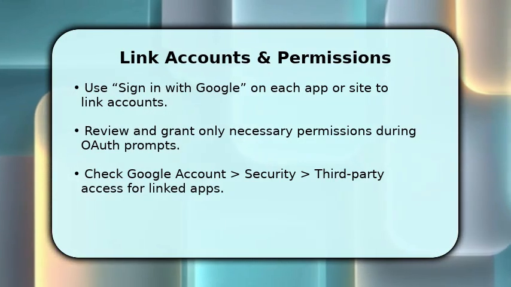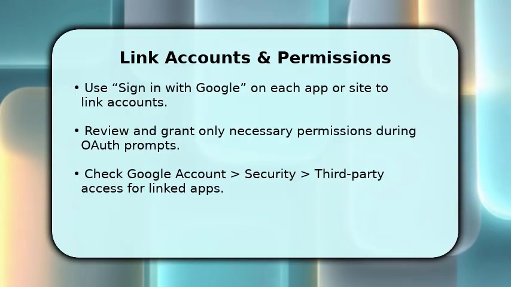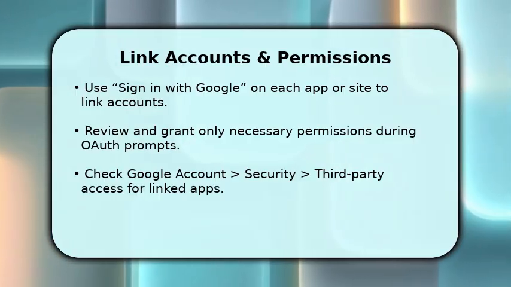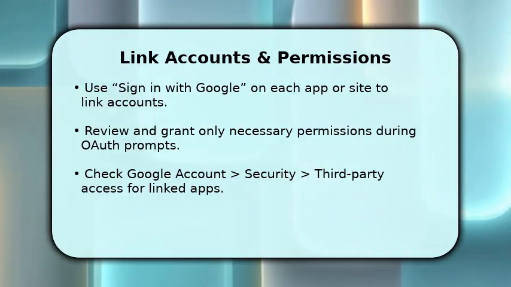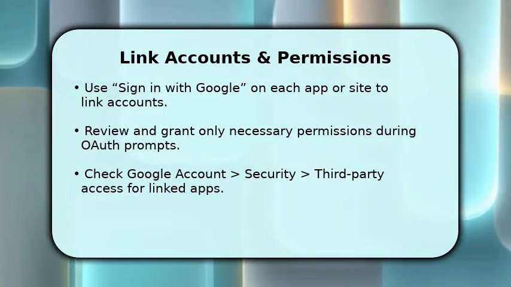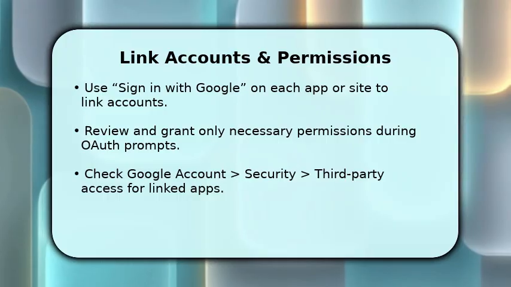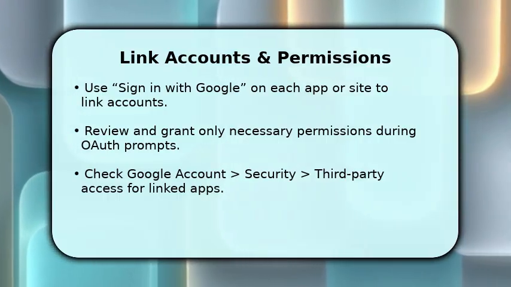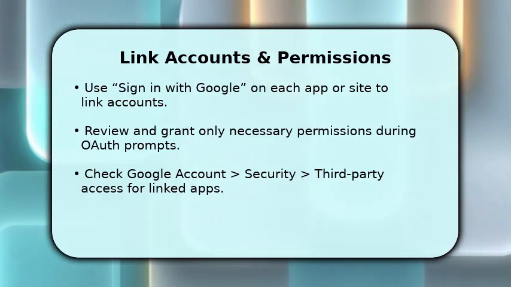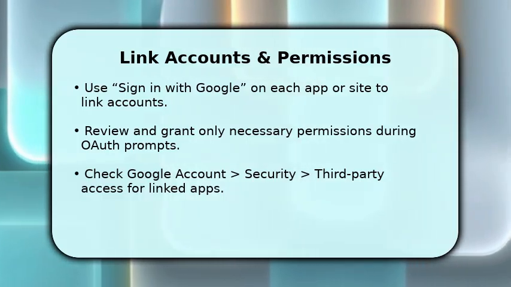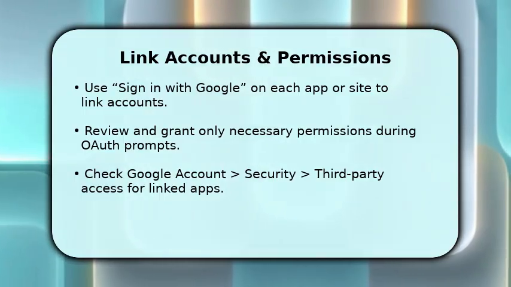Now you'll switch each app or website to Google Sign-In. When you see Sign in with Google, choose it and authenticate. Make sure to read the permission screen. Grant only what the app needs. Avoid broad account access unless necessary. Once linked, go to your Google account security section to review third-party app access and revoke any entries you don't recognize. If signing in replaces an existing account, follow the app's migration prompts to map data to your Google identity before removing the old login.